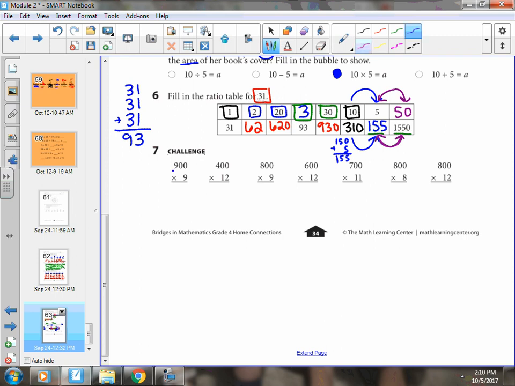Last one. 9 times 9 is 81. 2 in the problem, 2 in the answer. 4 times 12 is 48. 2 in the problem, 2 in the answer. 8 times 9 is 72. 6 times 12 is 72. 2 in the problem, 2 in the answer. 7 times 11 is 77, with 2 more zeros.